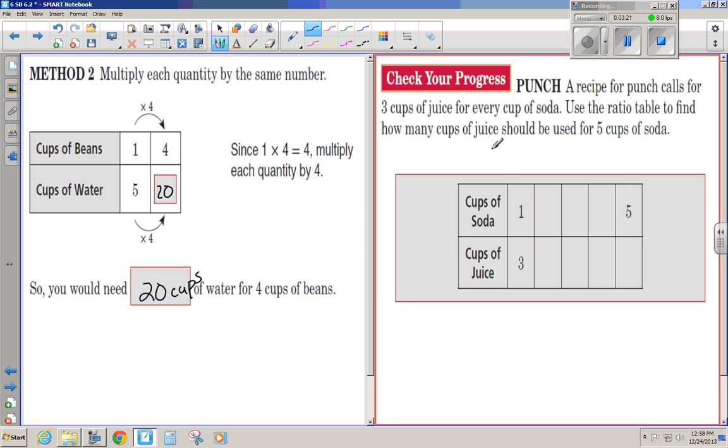Let's continue. Let's do this as well. A recipe of punch calls for 3 cups of juice for every cup of soda. Use the ratio table to find how many cups of juice should be used for 5 cups of soda. I'm going to recommend that you pause the video and try using one of the methods on your own. And hopefully you paused the video and have your answer. I'll go ahead and work out this pattern.